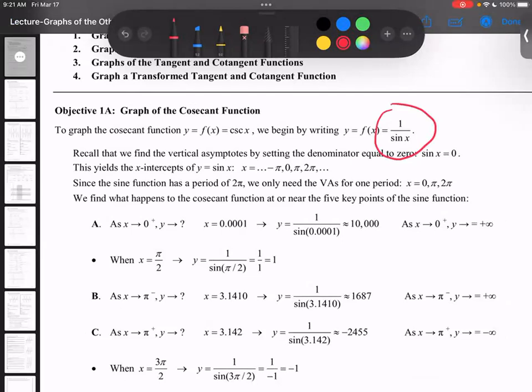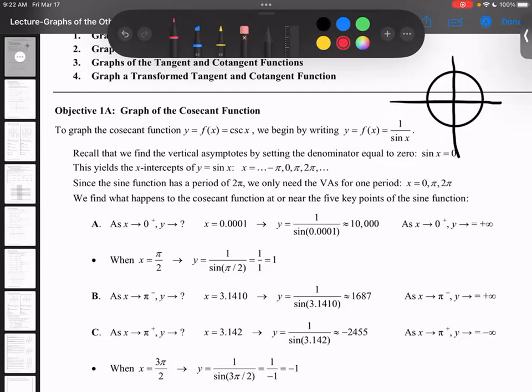learned that the vertical asymptote is when you set the denominator equal to 0, right? So you set sine x equals 0. If you look at the unit circle, what value from 0 to 2 pi, what value of x will give the sine x equals 0? Remember, sine is the y value.